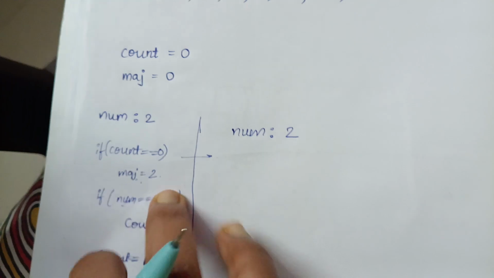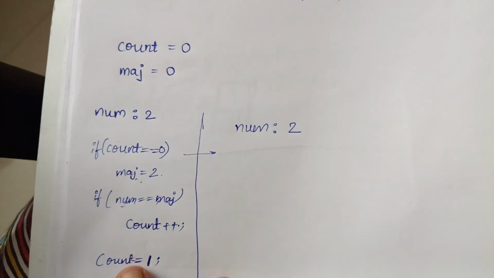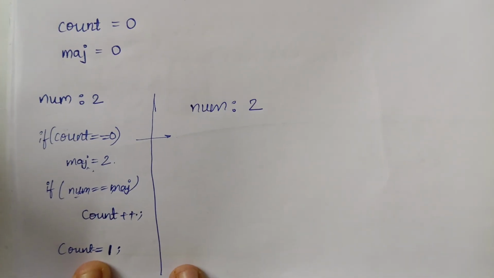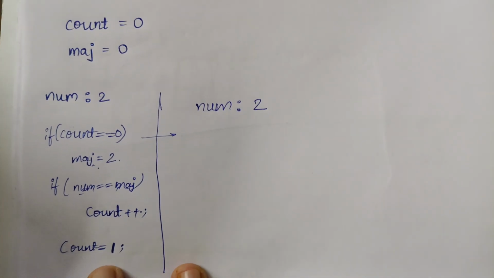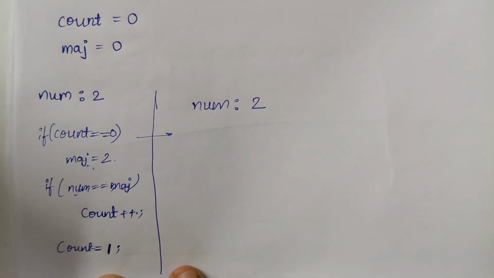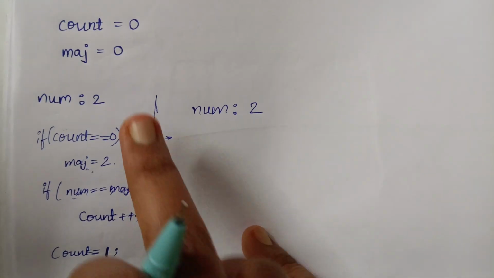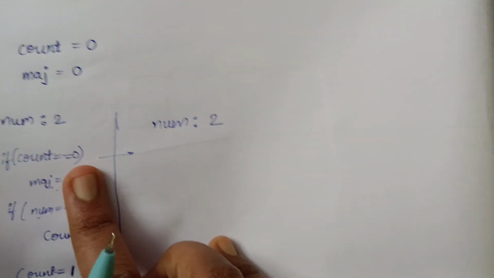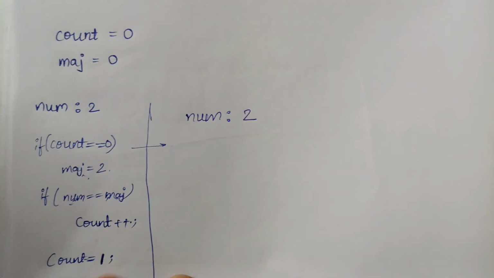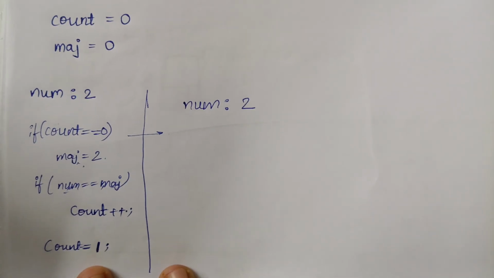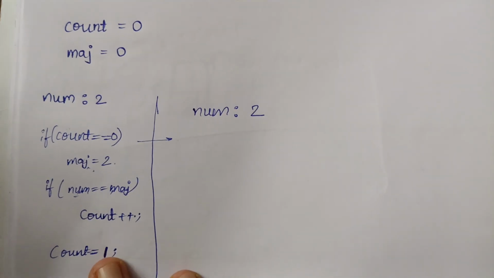This is the initial condition, but now we can observe that the count value got changed from 0 to 1. So now the count value is 1. If we check here, if count == 0, we will observe that it is false because count is not equal to 0, it is equal to 1.